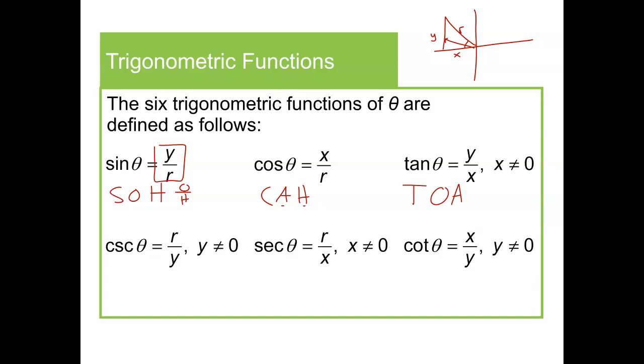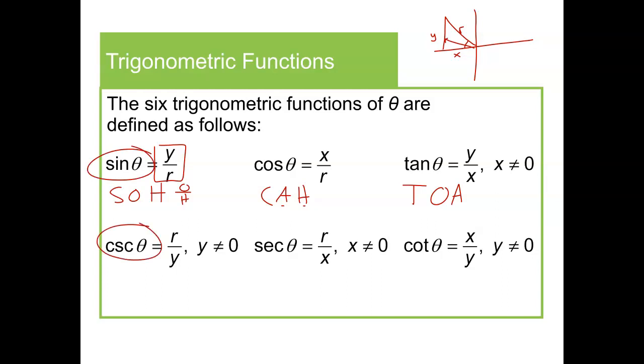Cosecant, secant, and cotangent are the reciprocal functions. If I know sine, I know cosecant, because all I need to do is write the reciprocal of sine. So y over r, the reciprocal is r over y. x over r, r over x. y over x, x over y. Those are the reciprocals.